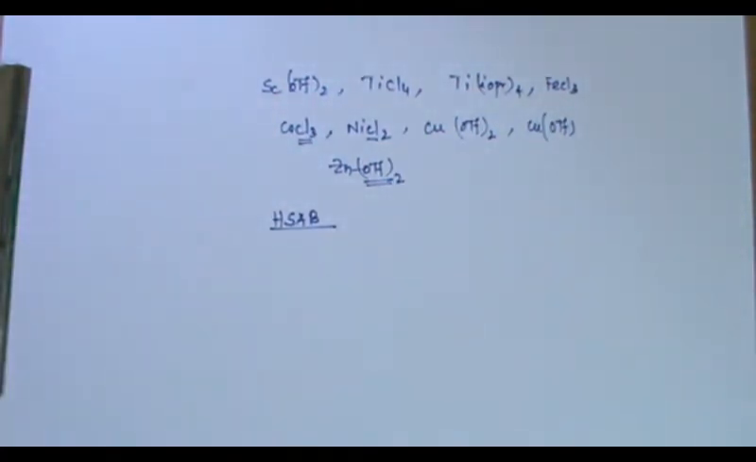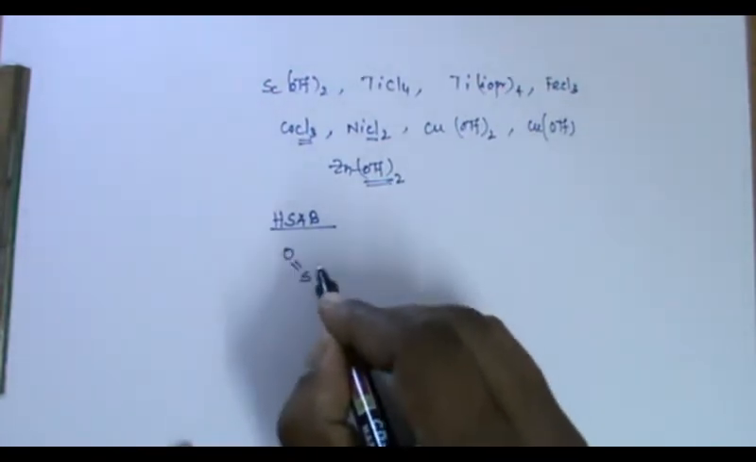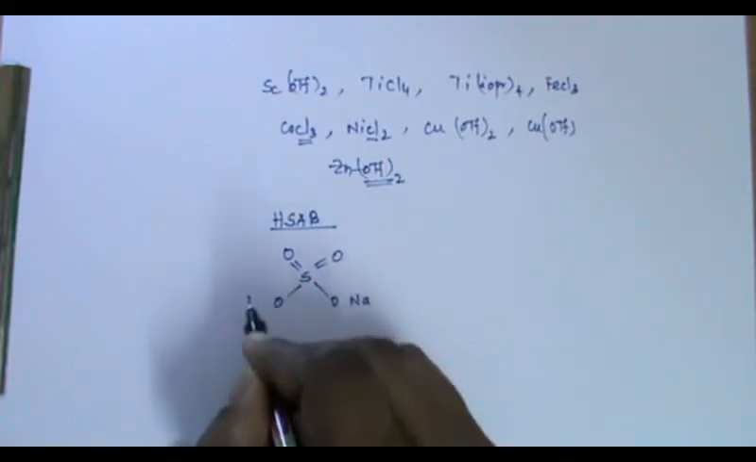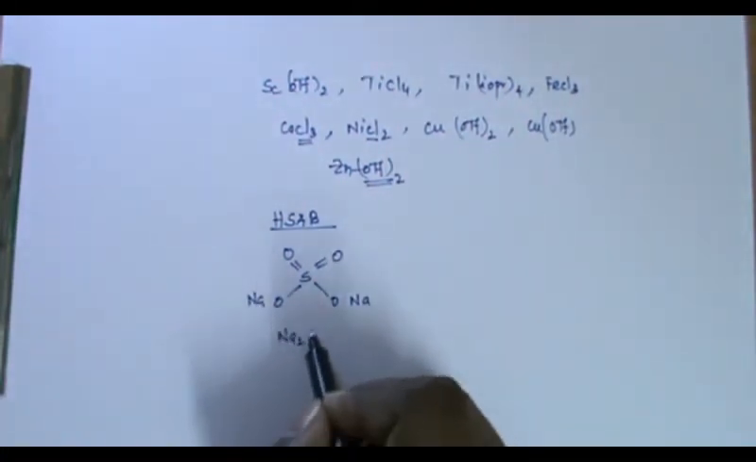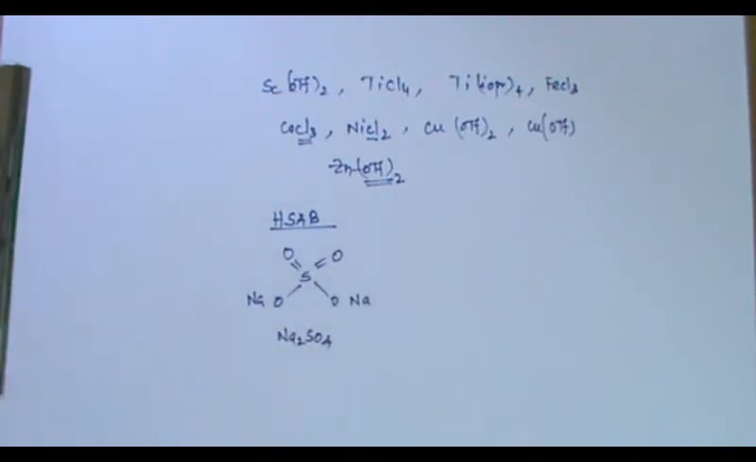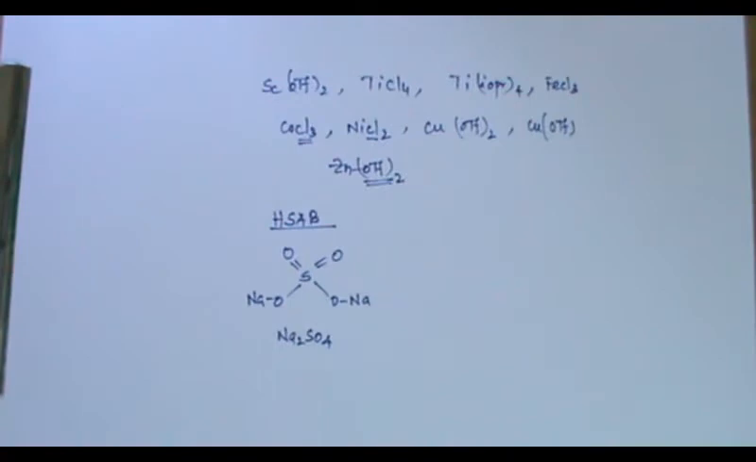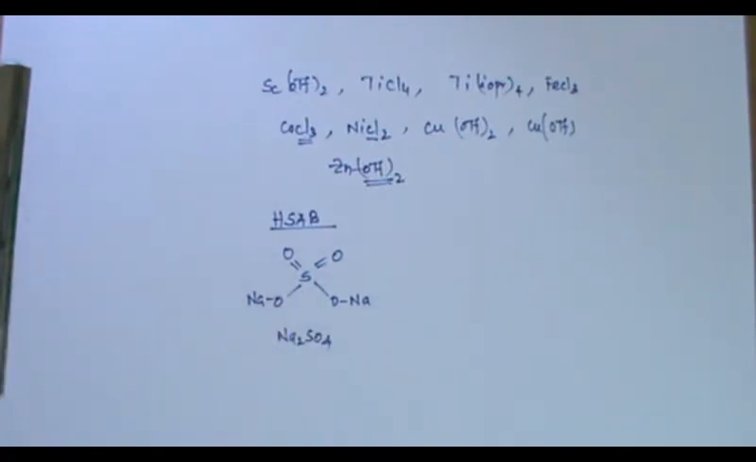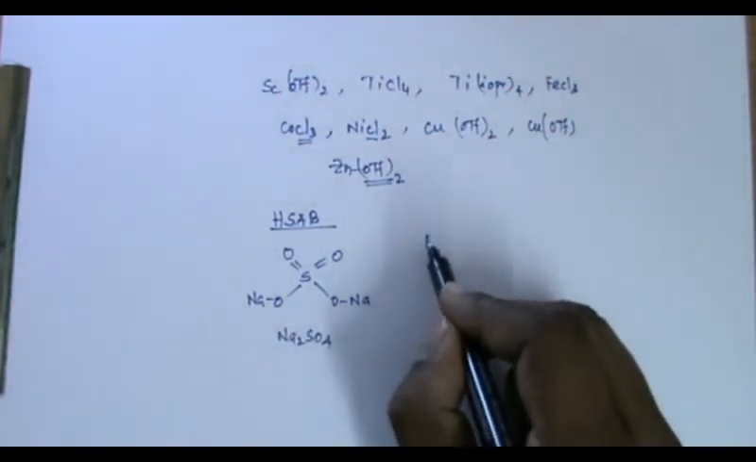In order to explain that, I go for this compound. This is nothing but Na2SO4, sodium sulfate. So this is the structure for sodium sulfate. You may be familiar with this structure, but these are the bonds present in the sodium sulfate molecule. Go for another molecule.